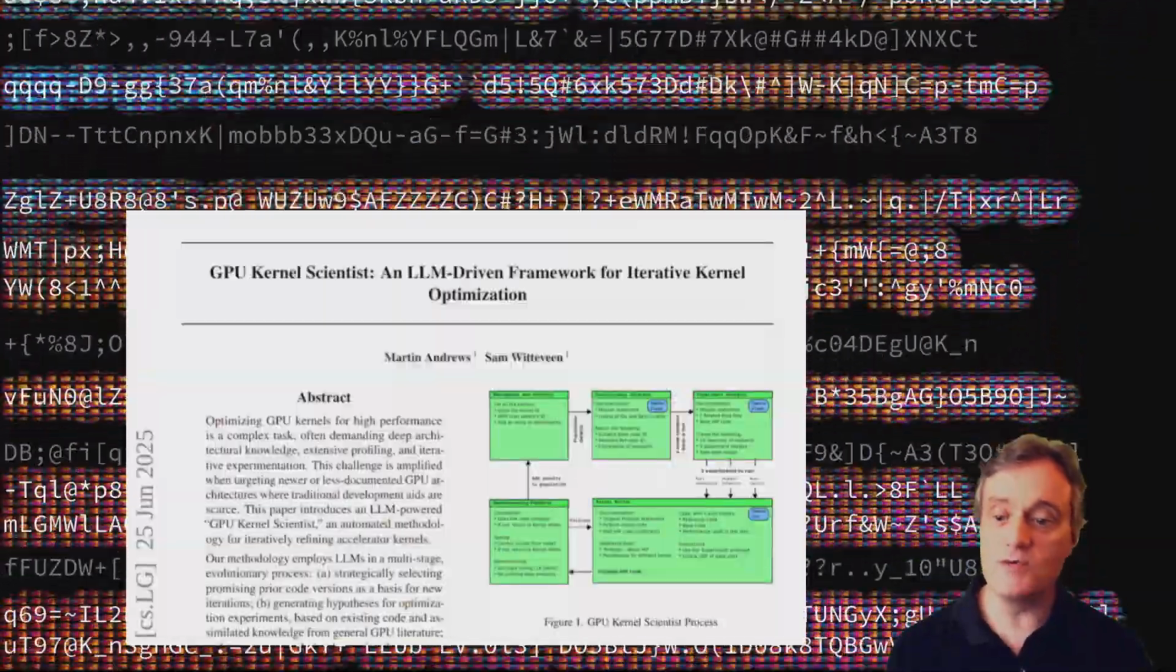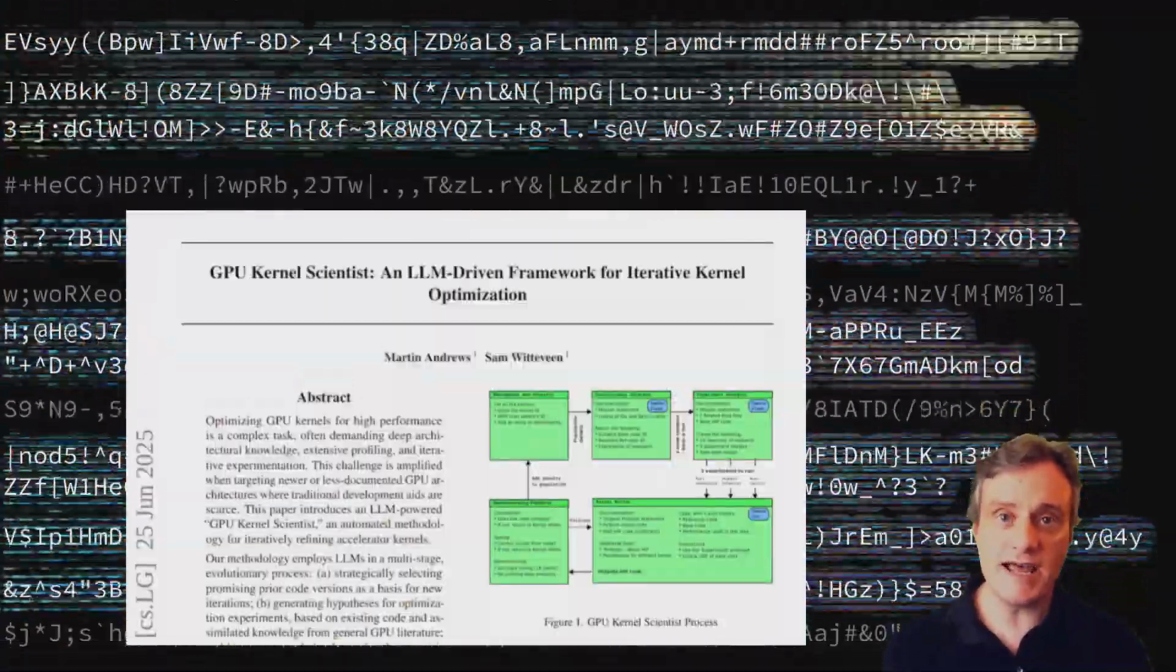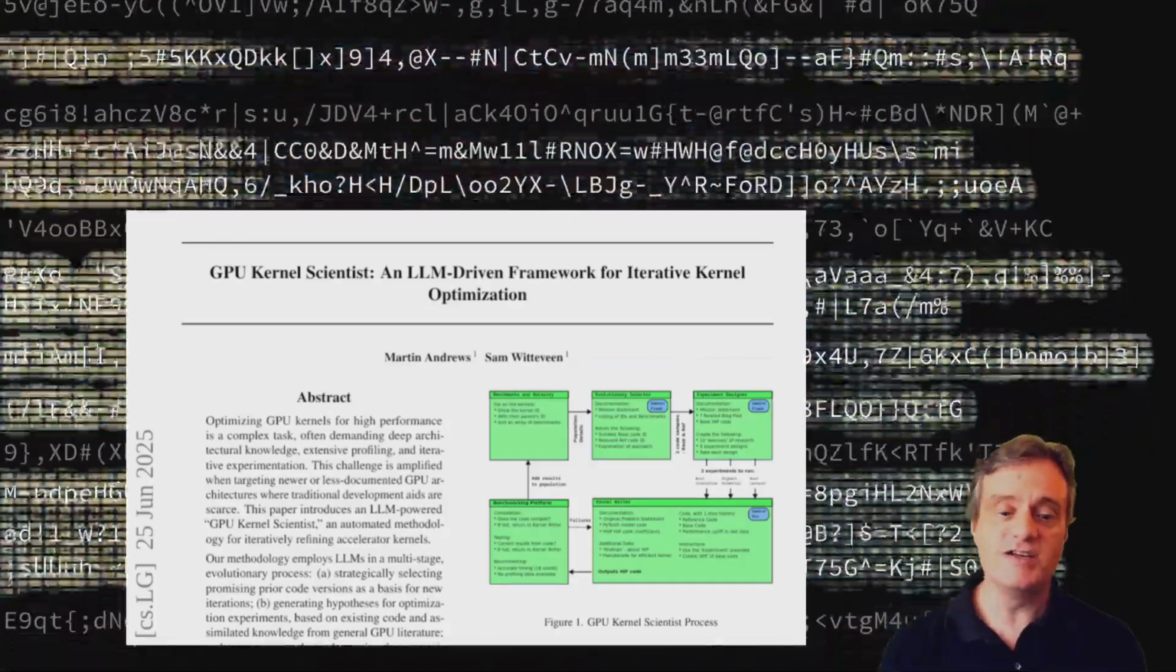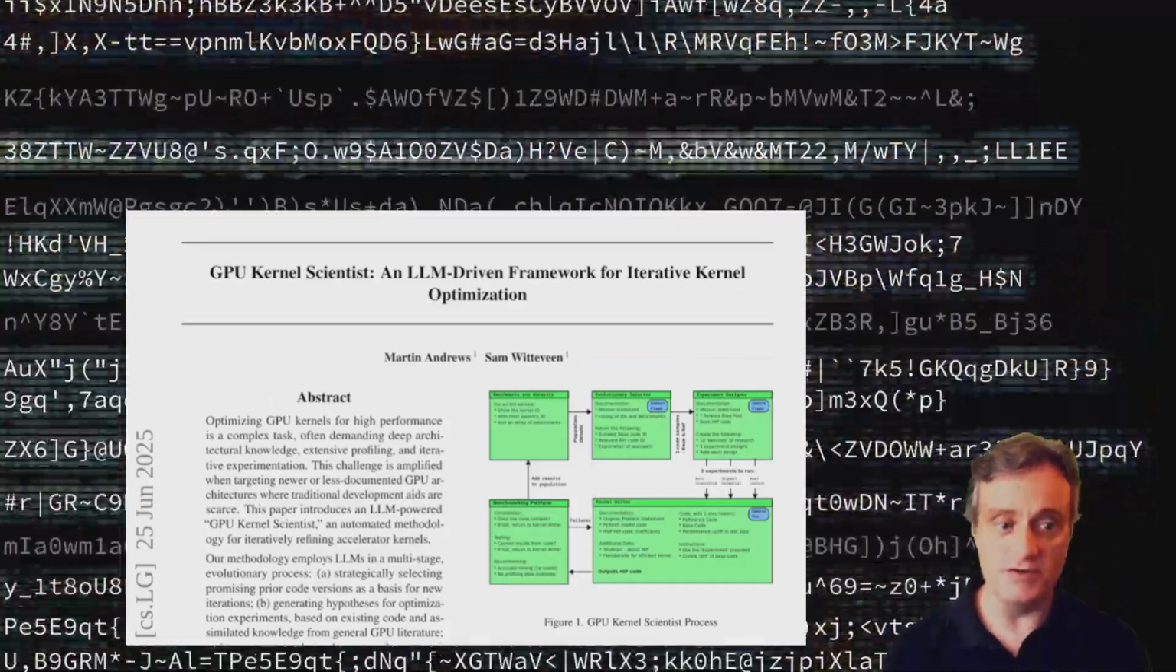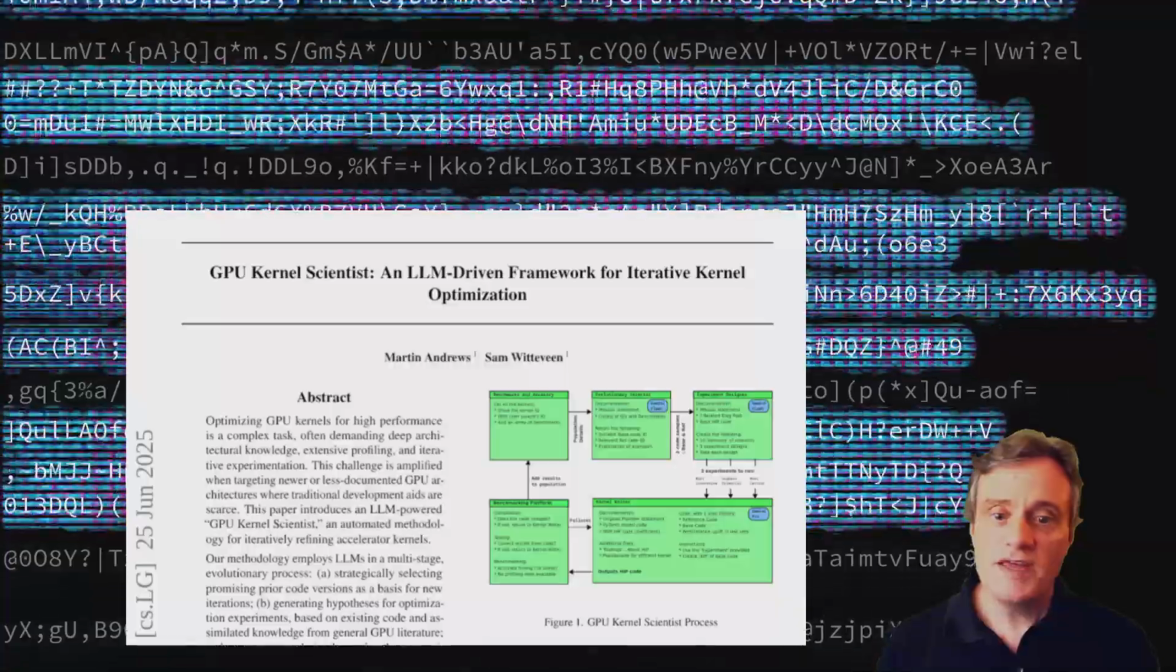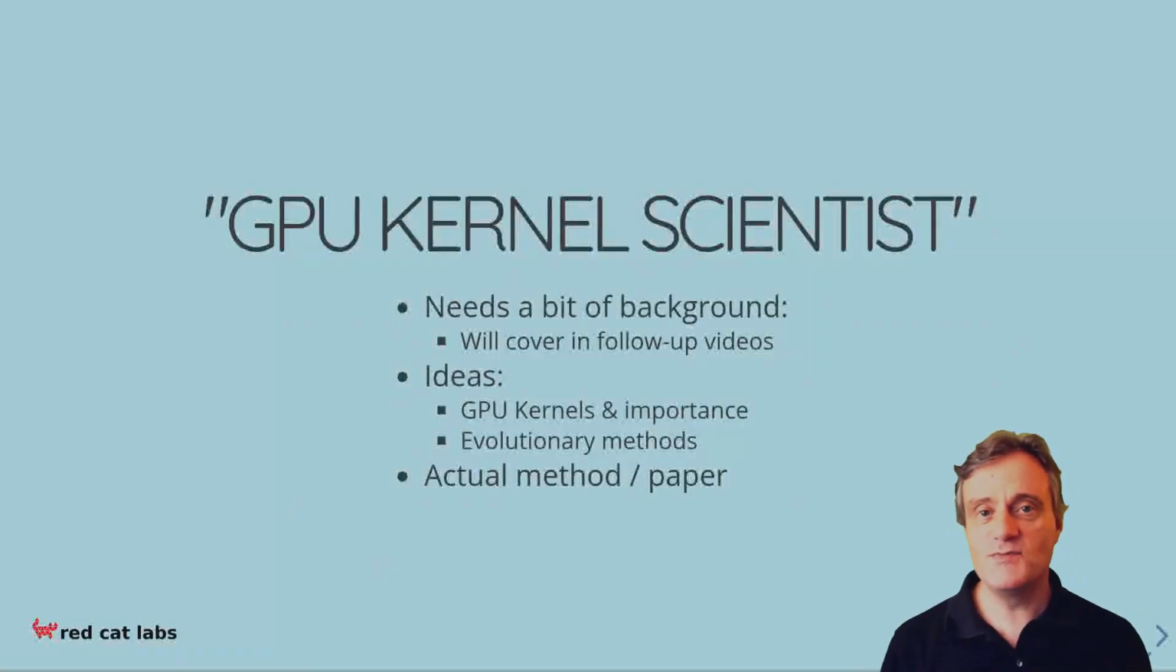This is the story of my workshop paper where I built a DIY AI researcher that learns to write its own GPU code. So, for the GPU Kernel Scientist, we're going to go over a bit of background. We'll cover more of this in follow-up videos, but they will cover the key ideas of GPU kernels and why they're important, and also some of the basics of evolutionary methods. And then I'll talk about the actual method and paper.